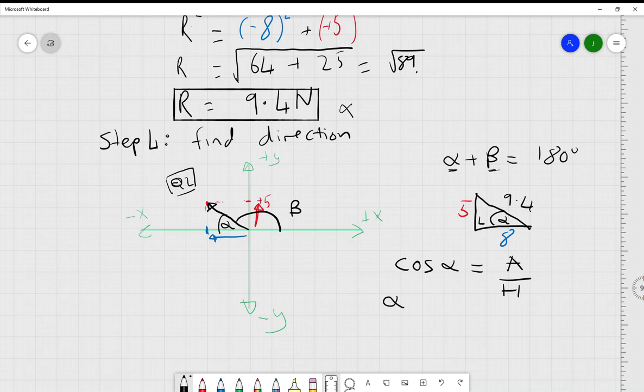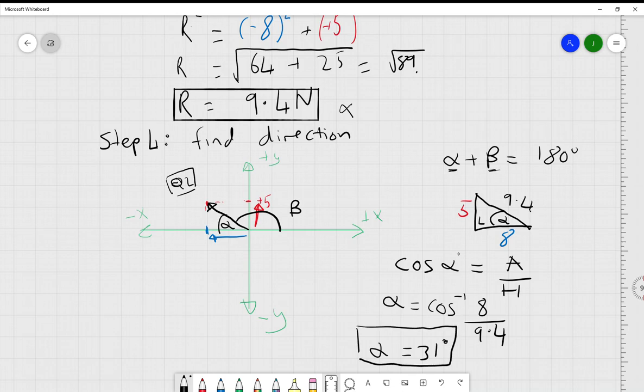So alpha, bring that cos over, makes it cos to the -1, and adjacent is our 8, hypotenuse is 9.4. So we get alpha equals cos inverse of whatever this works out to be, which, if I remember correctly, is approximately 31 degrees. So we'll just round it. So 31 degrees. So this is our direction.